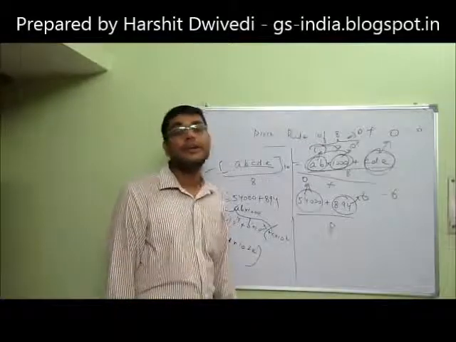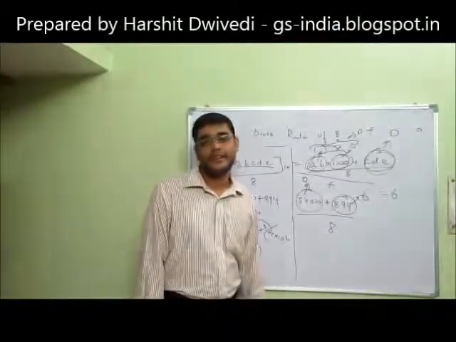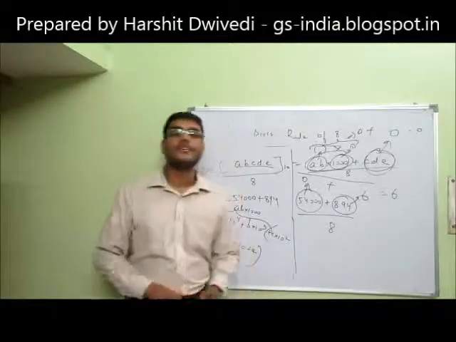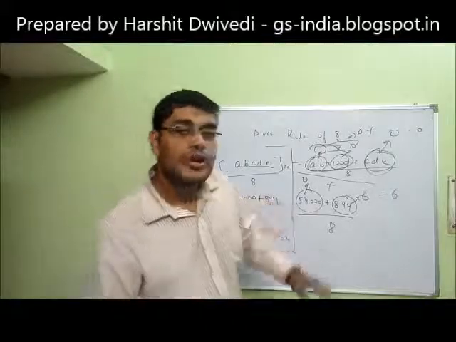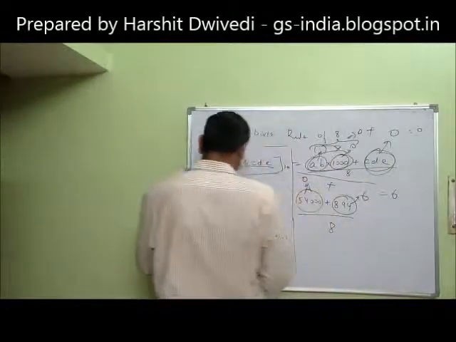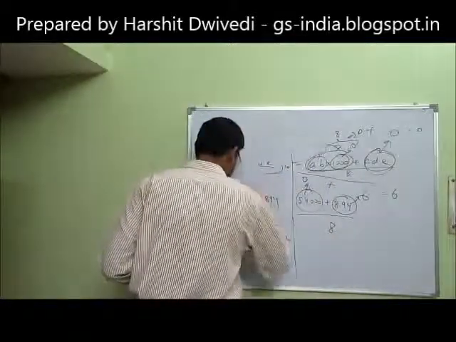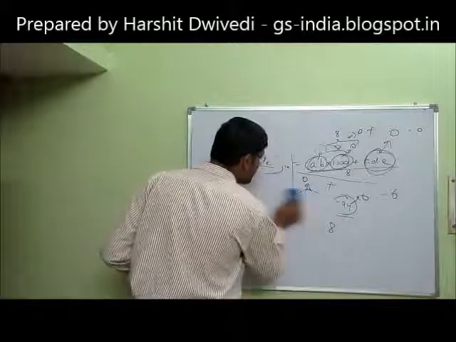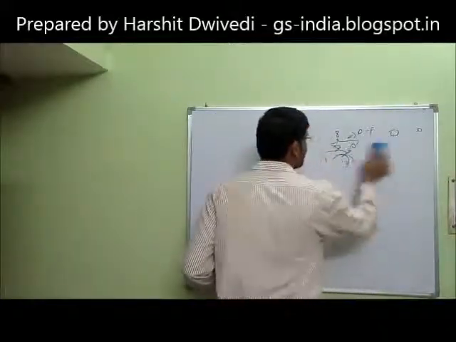I hope you are able to correlate the divisibility rules of 2, 4 and 8. This is my whole effort in this video lecture. I want to make sure that you are able to correlate the divisibility rules of 2, 4 and 8. Now, if you are able to correlate, you can easily understand the divisibility rule of 16, the divisibility rule of 32, the divisibility rule of 64, the divisibility rule of 128.